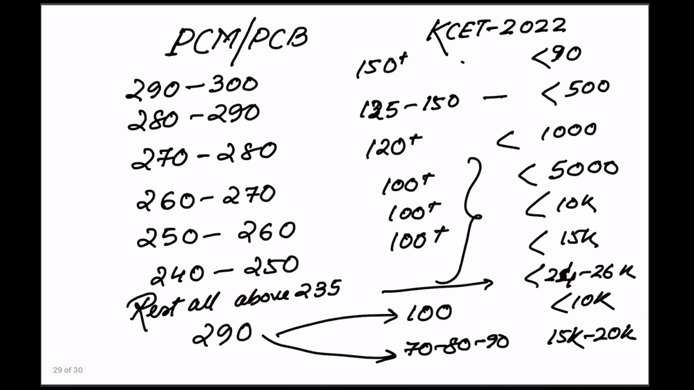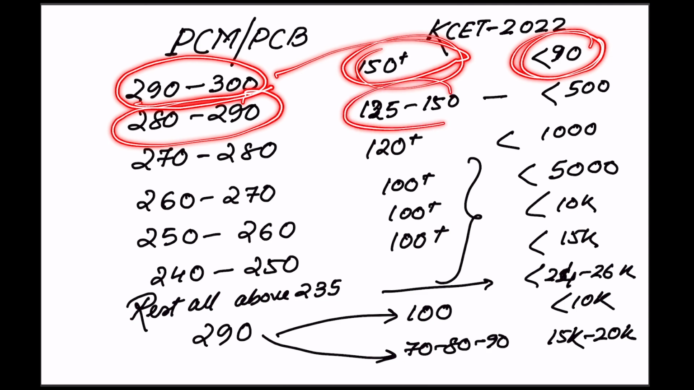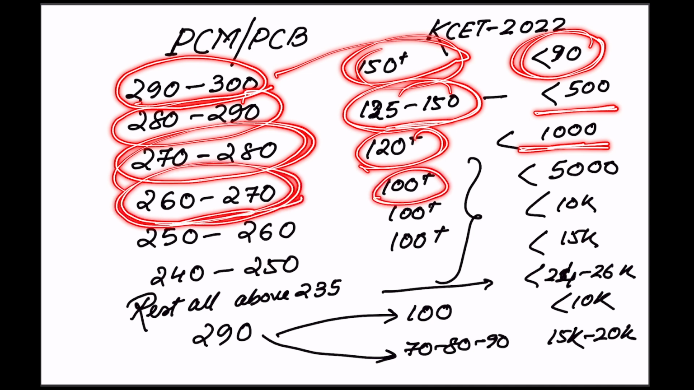So if you are scoring in PCB 290 to 300 and in KCET 150 plus, you are within 100 rank. 280 to 290 if you are scoring and within 125 to 150, you are within 500 rank. 270 to 280, you are in the region, and here 120 plus, 1000 below rank. 260 to 270, you are there. 100 plus marks, 5000 below.